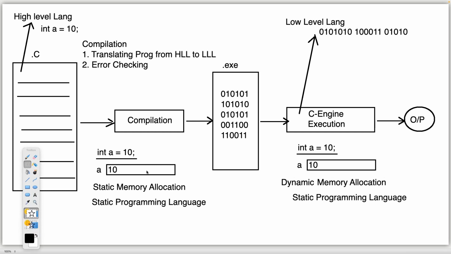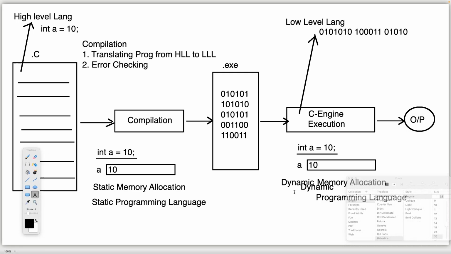If any programming language follows dynamic memory allocation, then that programming language is called as what there? Dynamic programming language. Clear? Now my concepts are very much clear. What is static programming language and what is dynamic programming language? Tell me, sir, what is static programming language? If any programming language follows static memory allocation, then that programming language is what? Static programming language. If any programming language follows dynamic memory allocation, then that programming language is what?